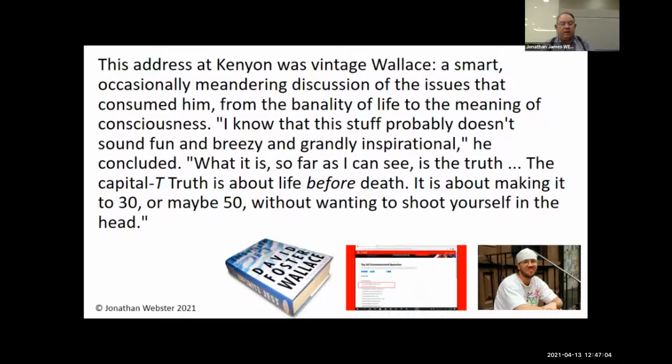I know that this stuff probably doesn't sound fun, breezy, and grandly inspirational. That's what he said. I mean, you're supposed to be delivering an address that makes people feel good, that is supposed to be inspirational. But he's saying this stuff that he's talking about isn't. What it is, again, they're quoting David Foster Wallace, as far as I can see, is the truth. The capital T truth is about life before death. It is about making it to 30 or maybe 50 without wanting to shoot yourself in the head. What a thing to say in a commencement address to these graduates.